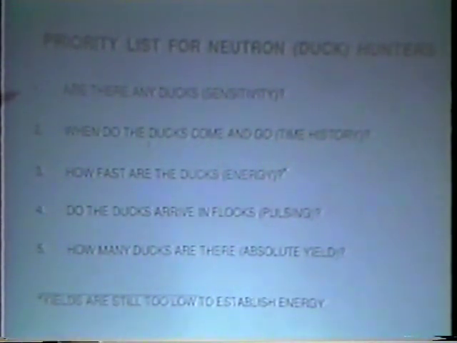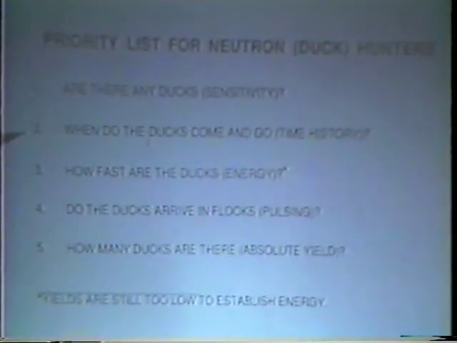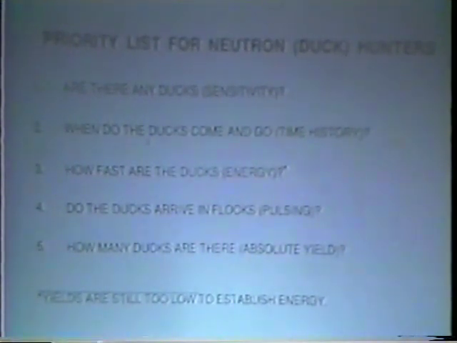The first one is sensitivity. Are there any? When do they come and go? The time history. How fast are they? Do they arrive in flocks? Are there bursts and pulses? And what's the absolute yield? In our experiments at Los Alamos, we have found all these characteristics except number 5, and we still are working with yields that are too low for our equipment to bring out the energy.